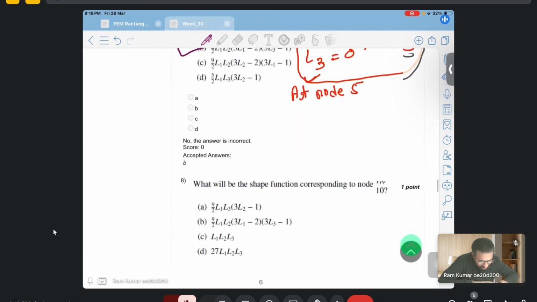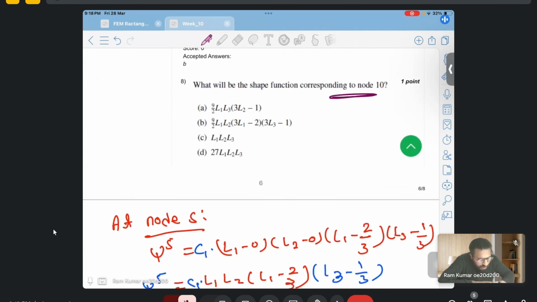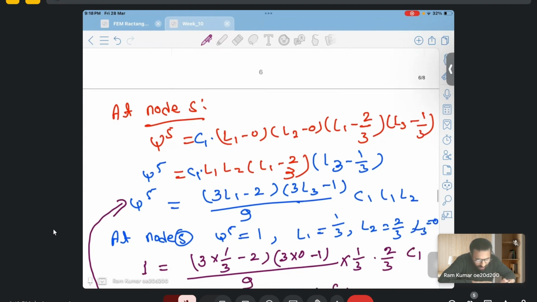Sir, you got how we are solving. Yes, sir, I got it. Now coming to node 10, actually we have to remember this relation for psi 5. I used L1 minus 0, that is correct. I used L2 minus 0, this is also correct. And then I used L3 minus 1 by 3. But I forgot L1. I forgot to use this part.